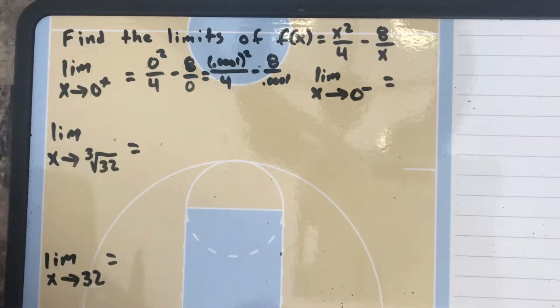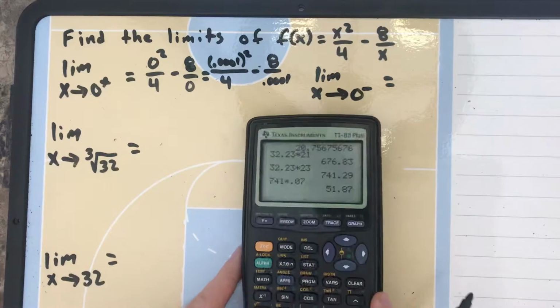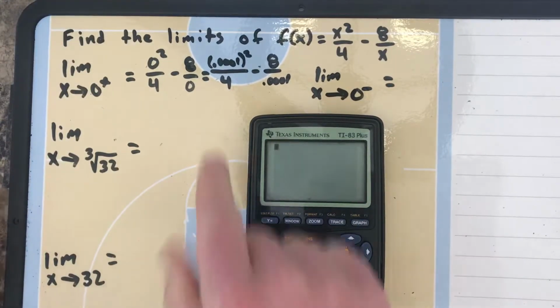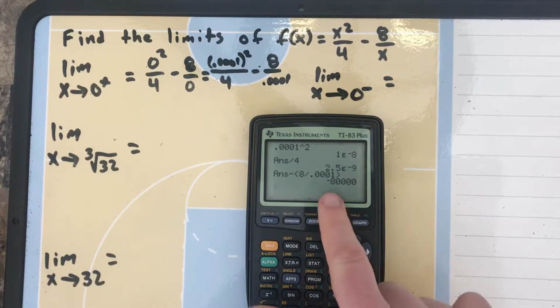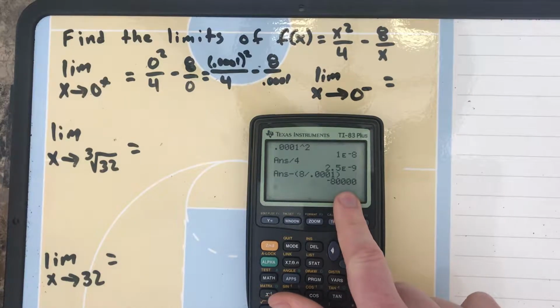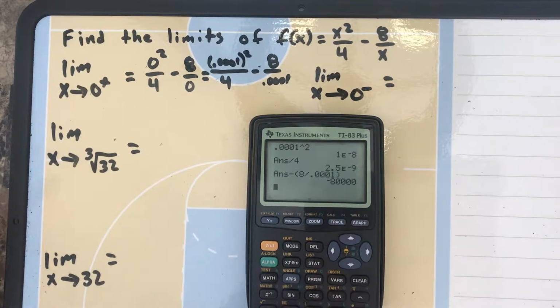So we're just checking out this specific value of 0.0001 squared divided by 4. Let's do that one first. Divided by 4, you get this small number, 2.5 times 10 to the negative 9. Now I'm going to subtract that from 8 divided by 0.0001. And you'll see I get negative 80,000. So when I put in 0.0001 I get negative 80,000. What if I got even closer to 0?